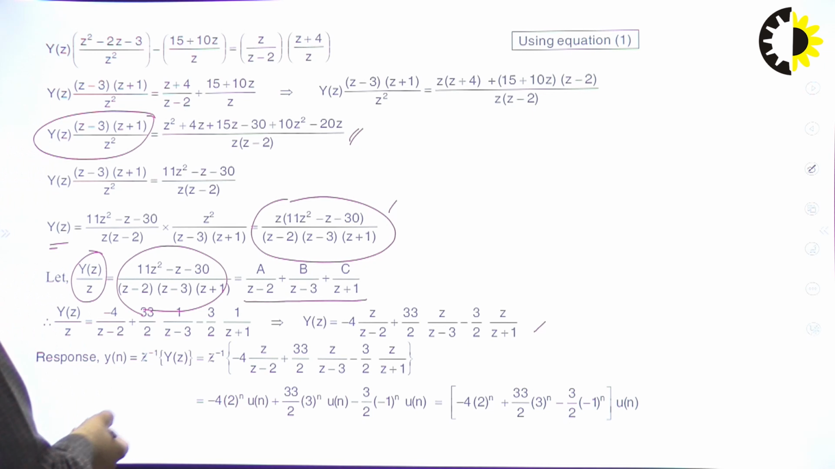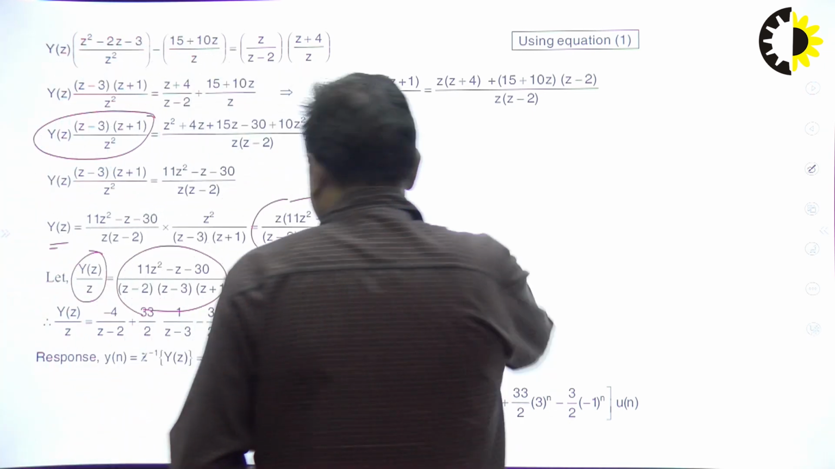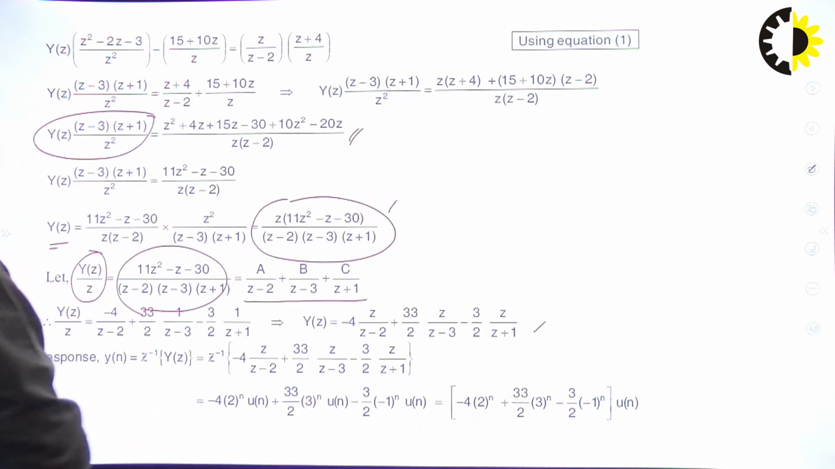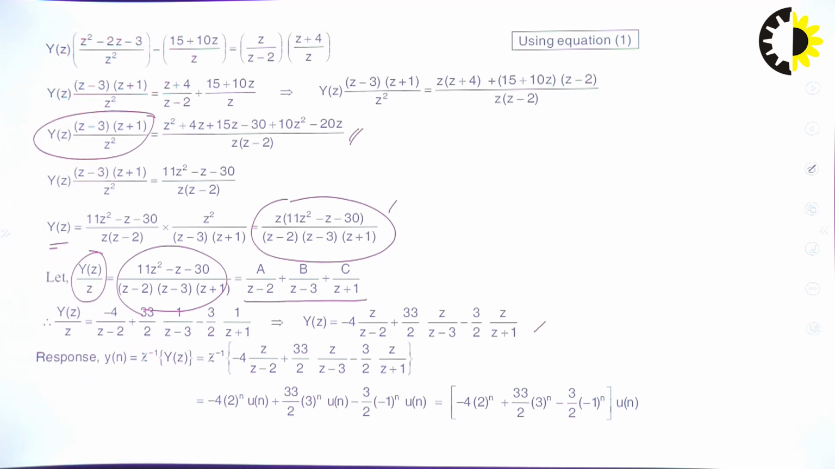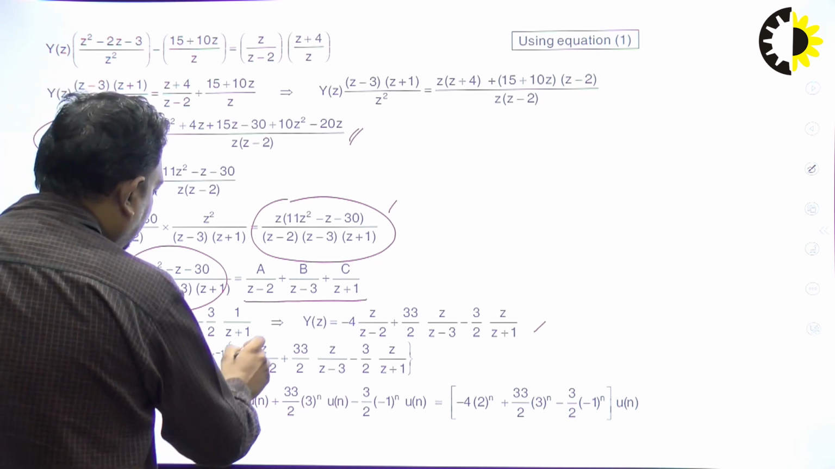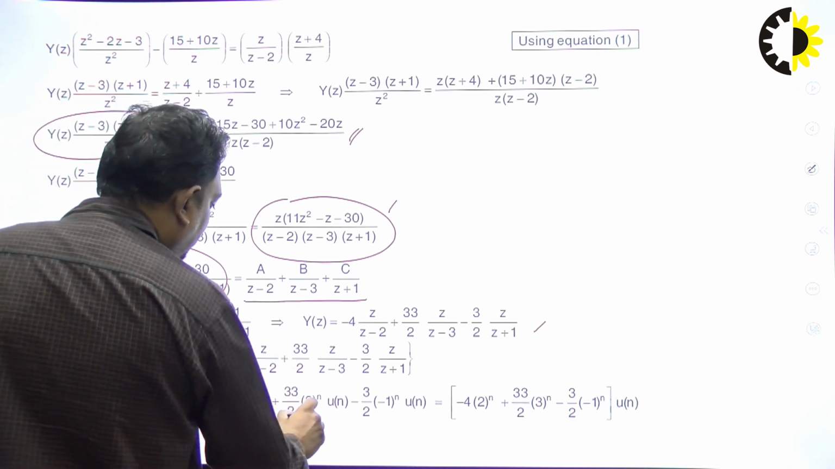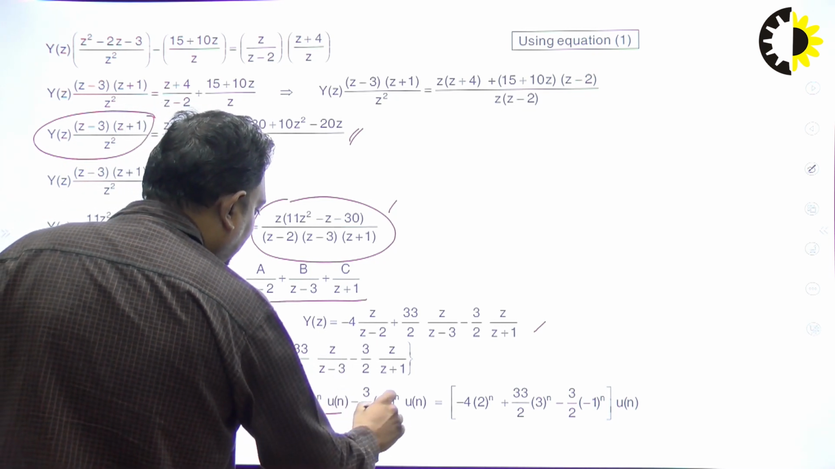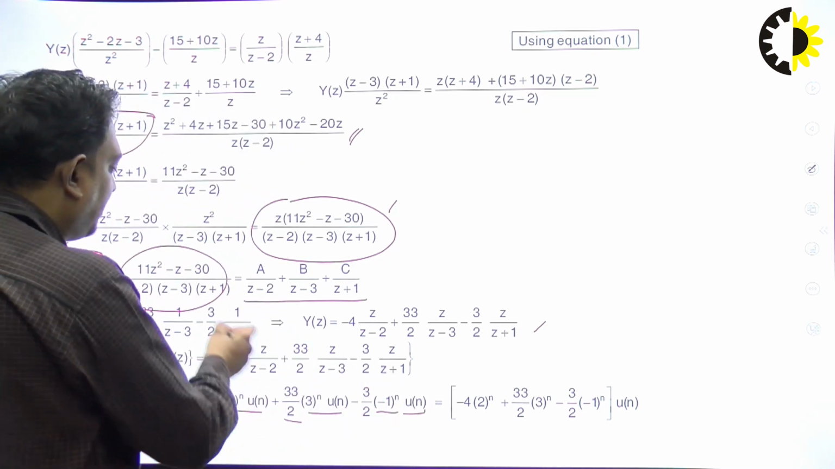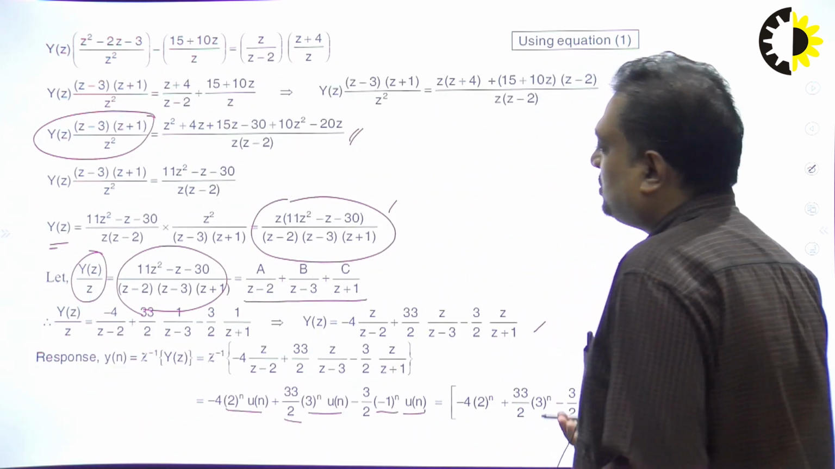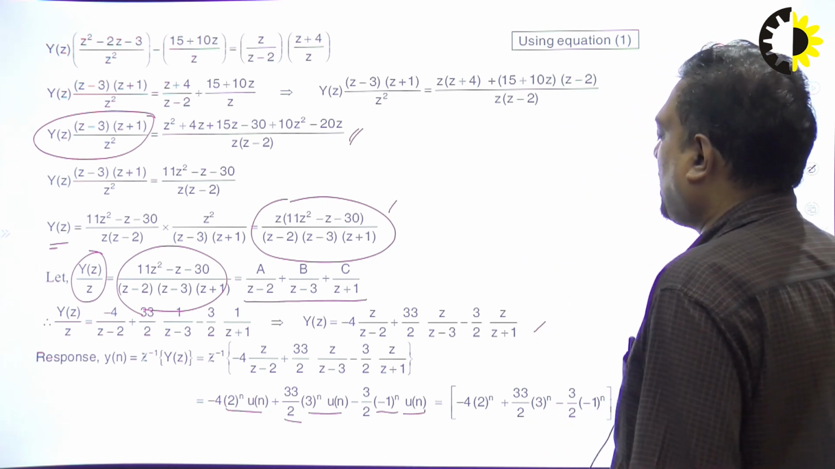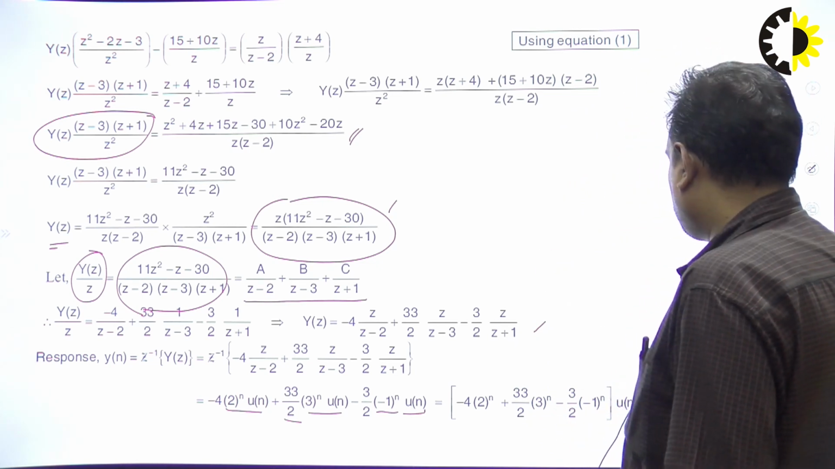Now the important thing is that you are taking the unilateral z transform, so only causal powers; your signal is causal only. It means we are only interested in negative powers of z. According to that, we get minus 4 times 2 to the power n u[n], 33 by 2 times 3 to the power n u[n], and minus 3 by 2 times minus 1 to the power n u[n]. There is no ROC given here, because ROC is not required in a unilateral type of solution. So the final solution is this.